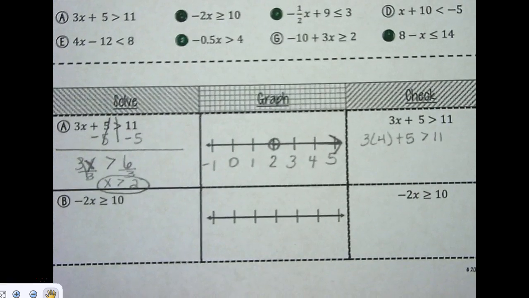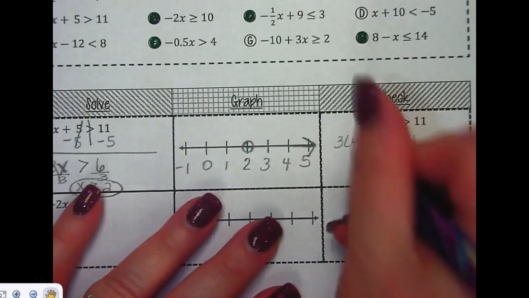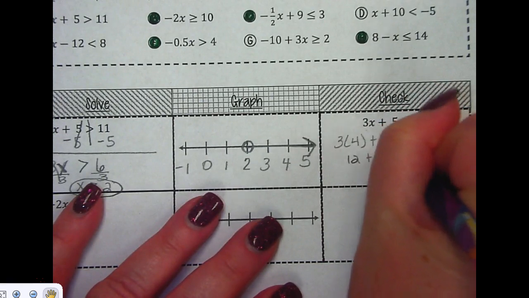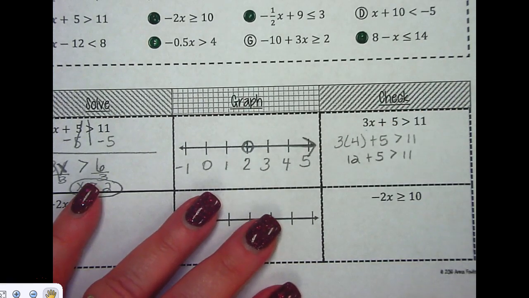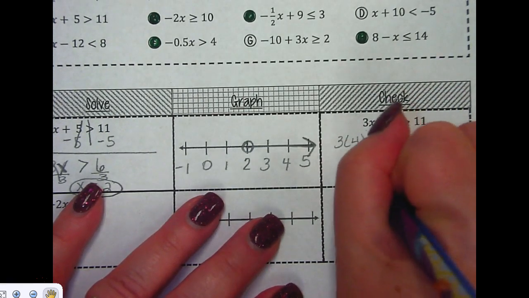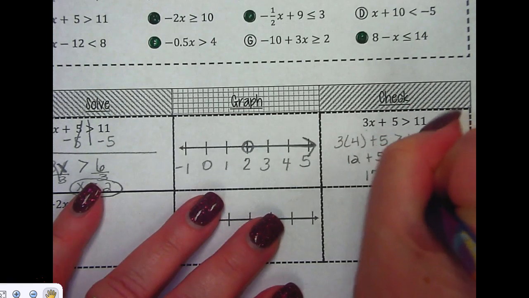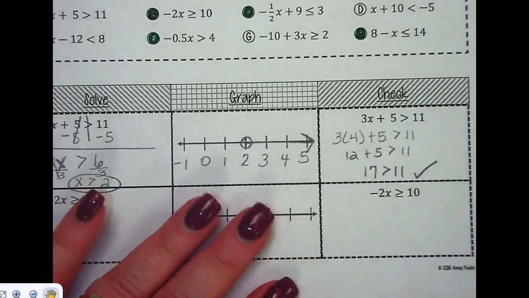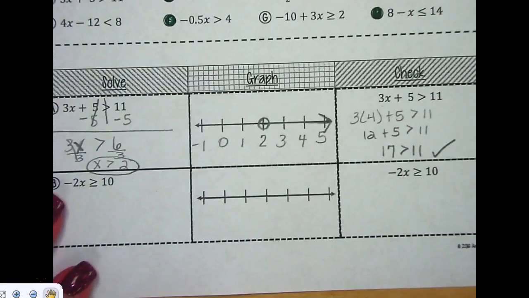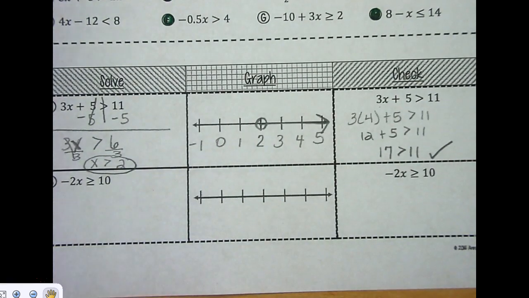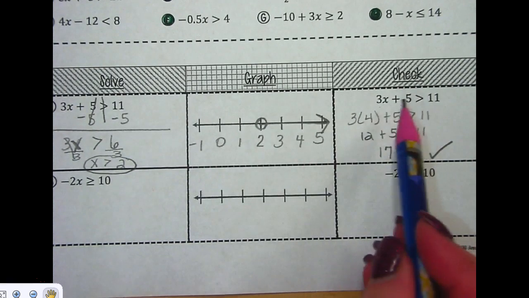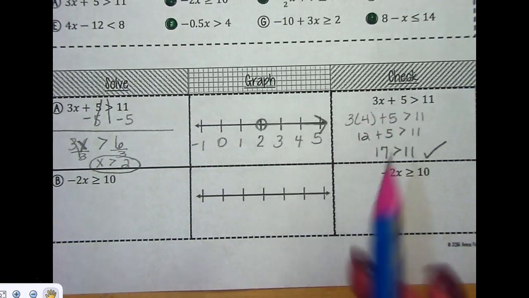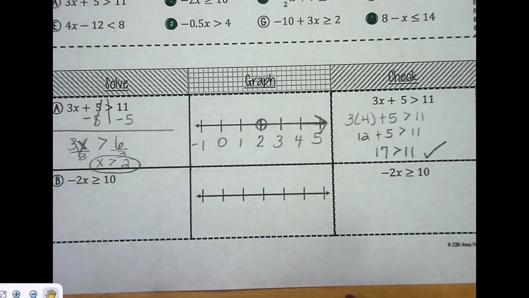All right, what's 3 times 4? 12. 12 plus 5 is greater than 11. What is 12 plus 5? 17. Is 17 greater than 11? So is that true? Yes, we've checked it. That's what you do. That's how you check. When you go to check, you pick a number on the number line and you substitute it in there. Does that make sense?